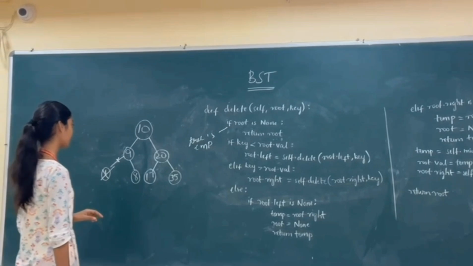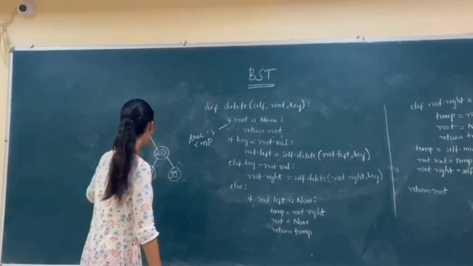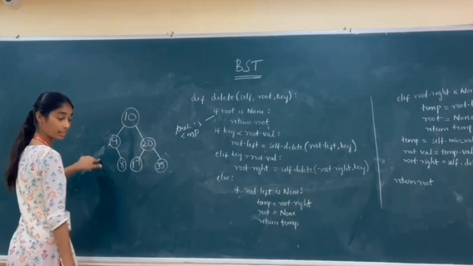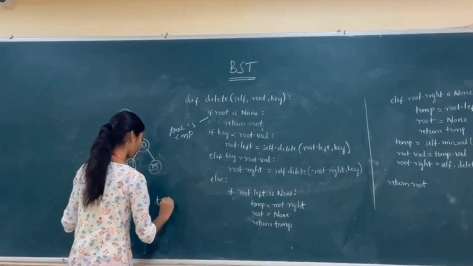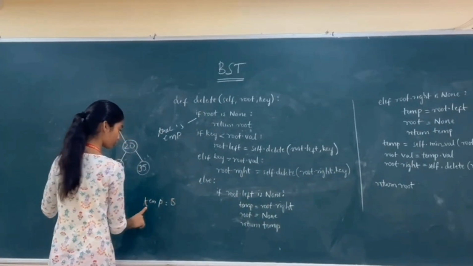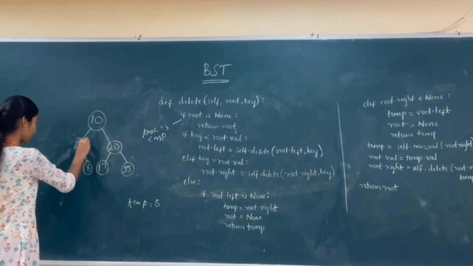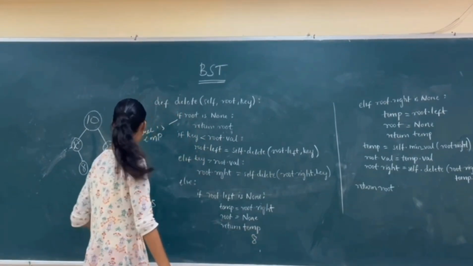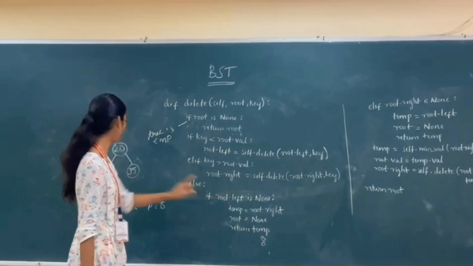Now we see the second case in which the root has one child. Like if you want to delete 9, let's see. Here it has only one child. If the root dot left is None, here there is no left side to the root node 9. Then you have to take a temporary pointer temp and store this root dot right, which is 8, in the temporary variable, and make the root None. Then you can return temp, which is 8 in our case. This is the case if there is no left subtree, that is, if root dot left is None.